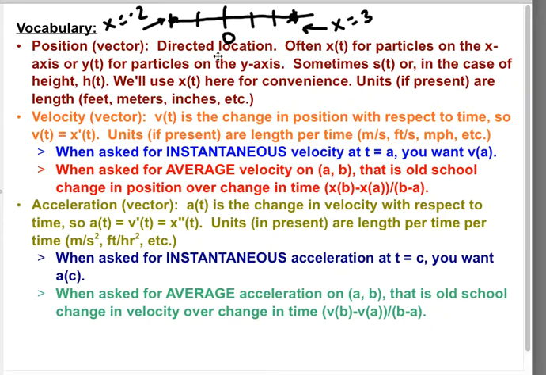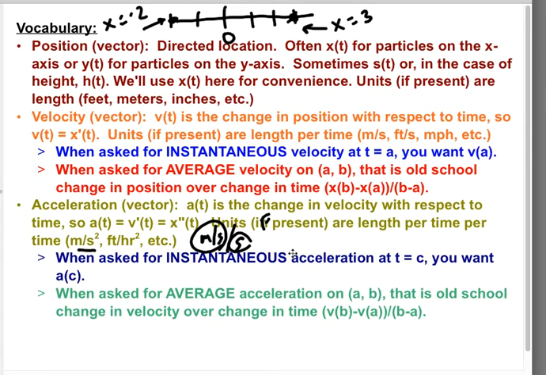Acceleration is also a vector. It is the change in velocity with respect to the change in time. So a of t is the same as v prime of t, which is the same as x double prime of t. The units, if present, are length per time, like meters per second squared, feet per hour squared, etc. Sometimes you'll also see this as meters per second per second, because this is the velocity changing with respect to time, but that's the same thing as meters per second squared.